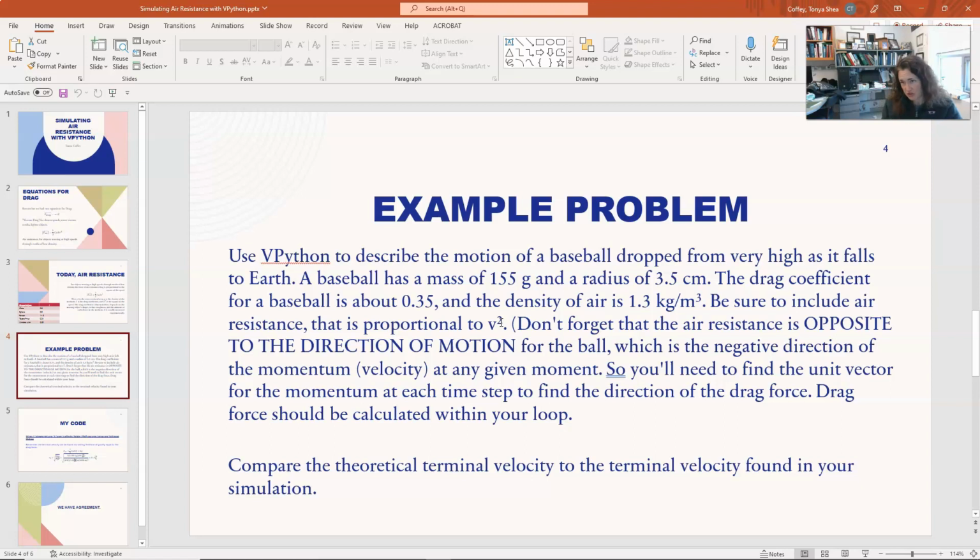I'm going to show you how that's coded here in a minute. We're going to code the drag force within the loop, within each time step, because the drag force will need to be updated. As the object speeds up, the drag force will increase. And we're going to compare the terminal velocity that we calculate theoretically to the terminal velocity that we find in the code.